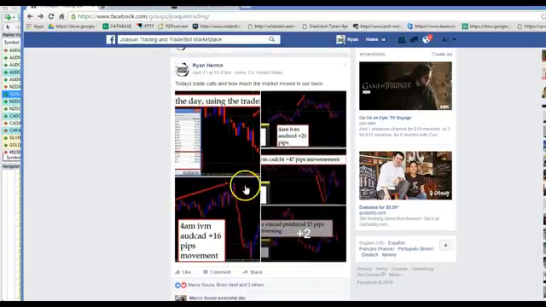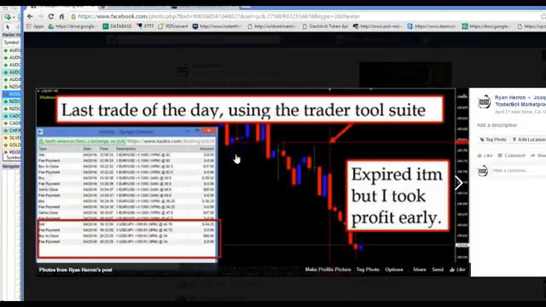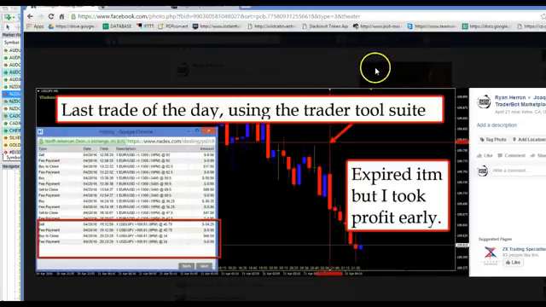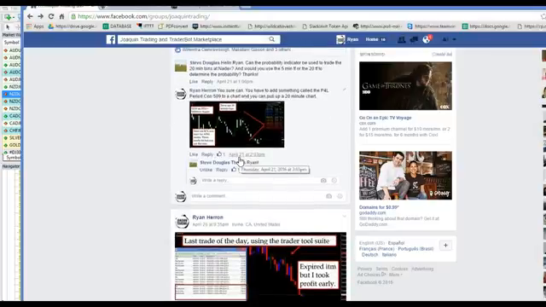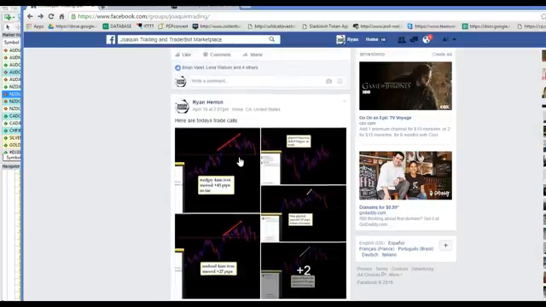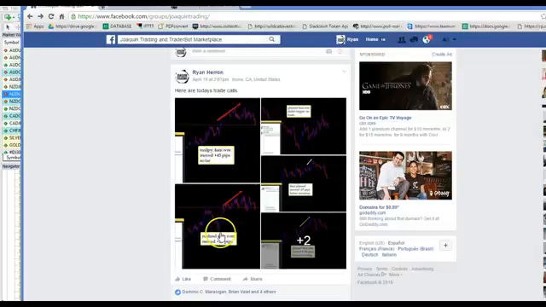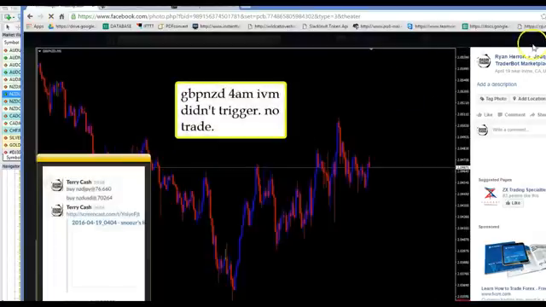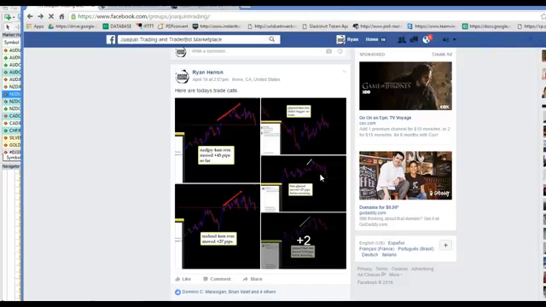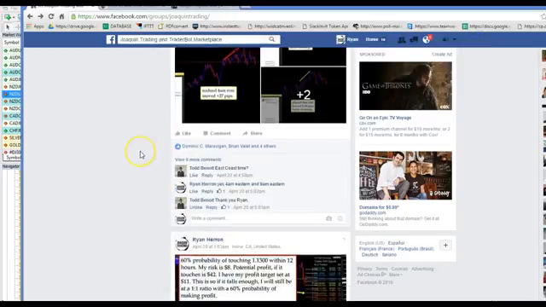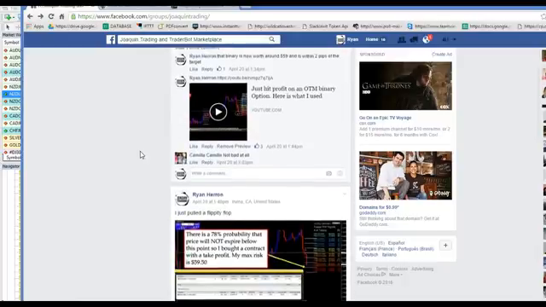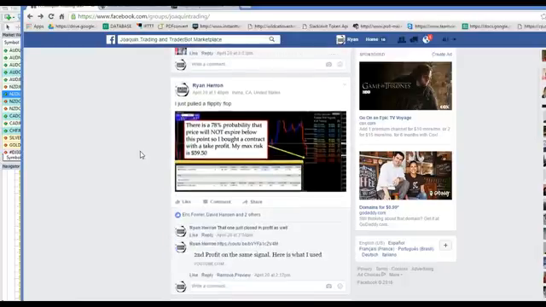Okay, here we go. 21 pips, 16 pips, 17 pips. And that's a Nadex one, but I took it on the trend arrows, I mean on the IBM. Here's some more. 45 pips, 27 pips. Don't know, it's too small to read. It didn't trigger. No trade. 27 pips. So if you're trying to get a handful of pips out of these, 10 pips or whatever, these are fan-flipping-tastic.